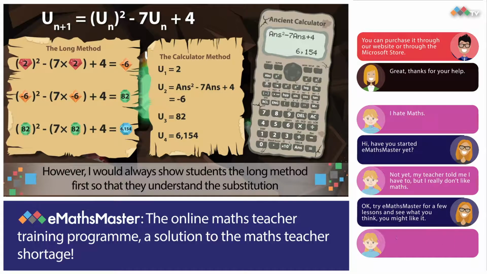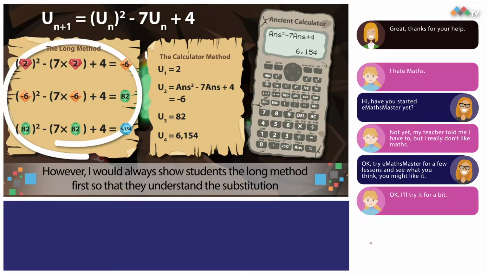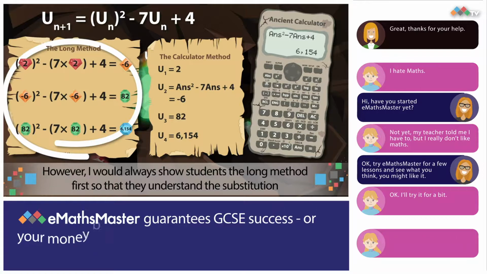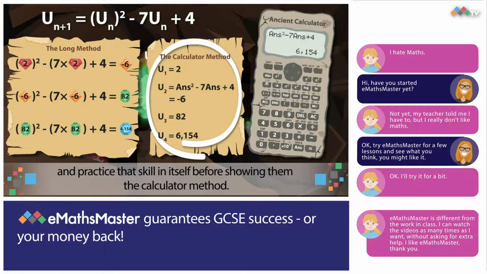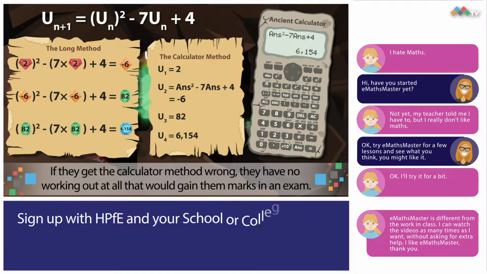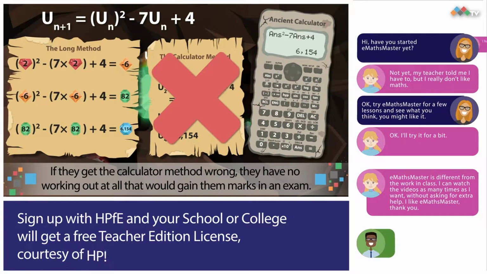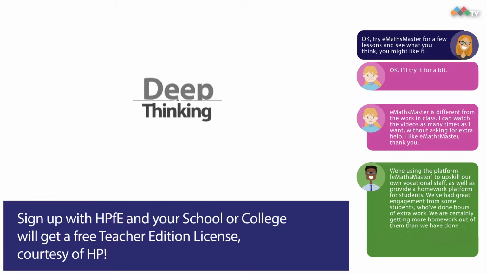However, I would always show students the long method first, so that they understand the substitution and practice that skill in itself, before showing them the calculator method. If they get the calculator method wrong, they have no working out at all that would gain them marks in an exam. Deep thinking.